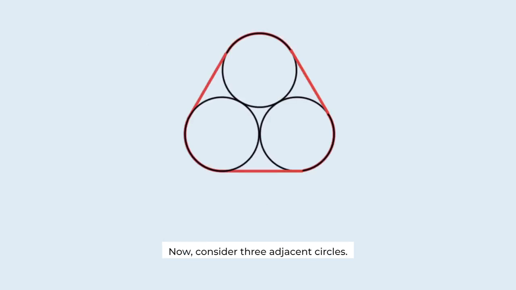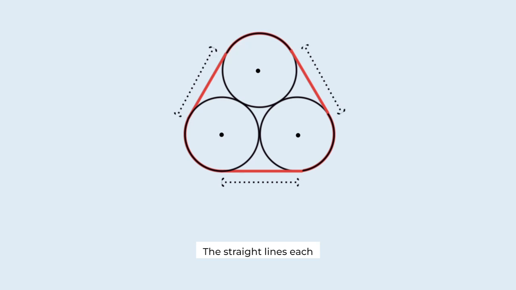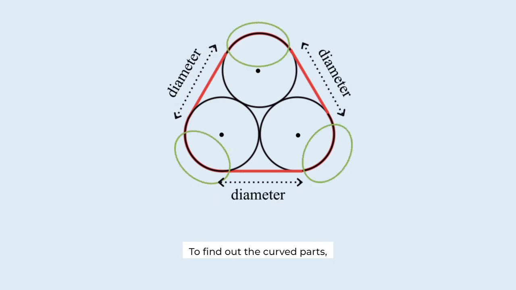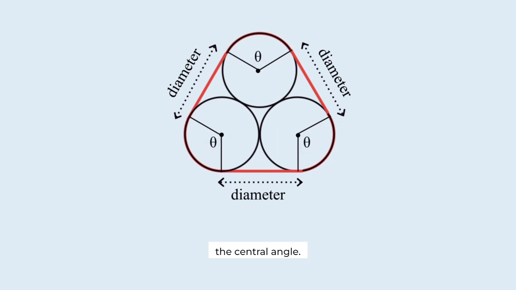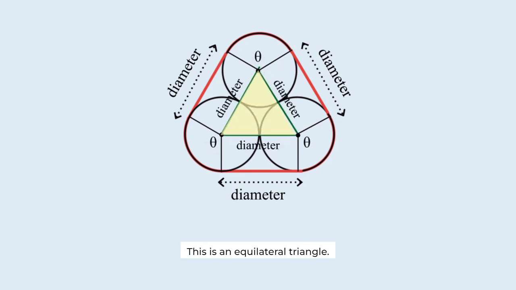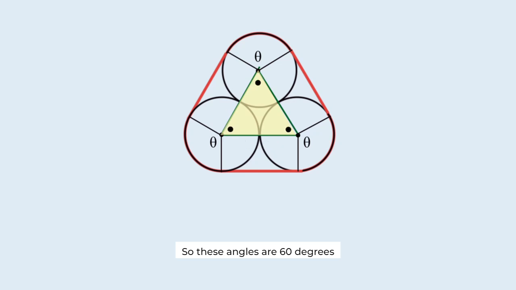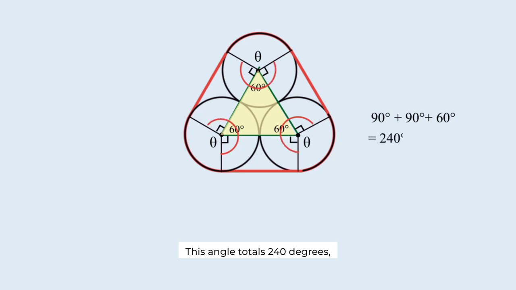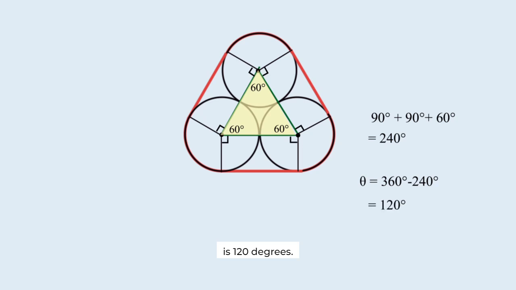Now, consider 3 adjacent circles. The straight lines each equal 1 diameter. To find out the curved parts, we are going to determine the central angle. Join the centers with straight lines. This is an equilateral triangle. So, these angles are 60 degrees, and these angles are right angles. This angle totals 240 degrees. So, the remaining central angle is 120 degrees.